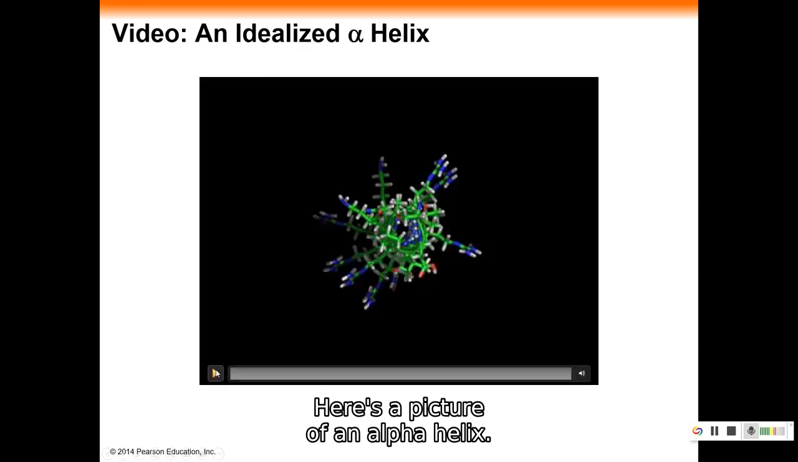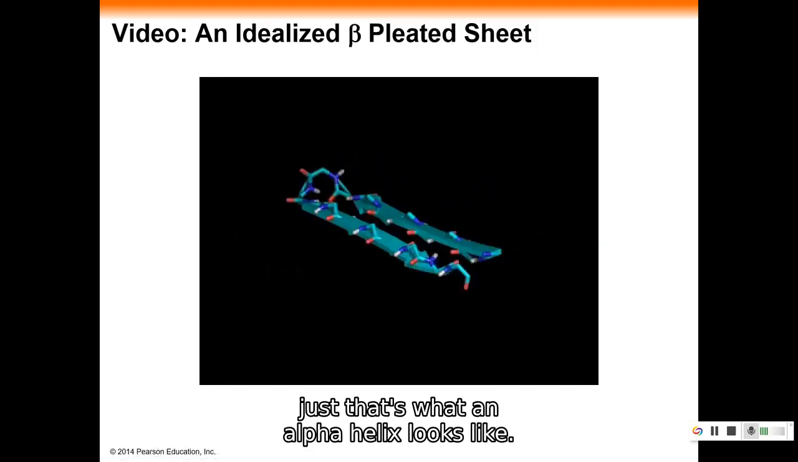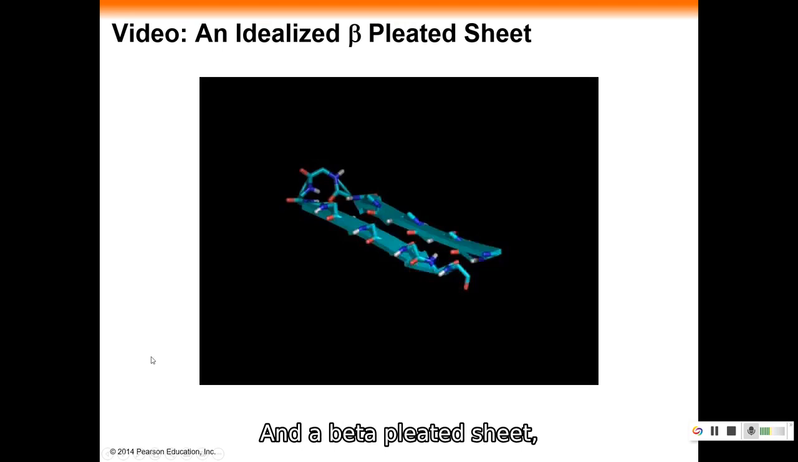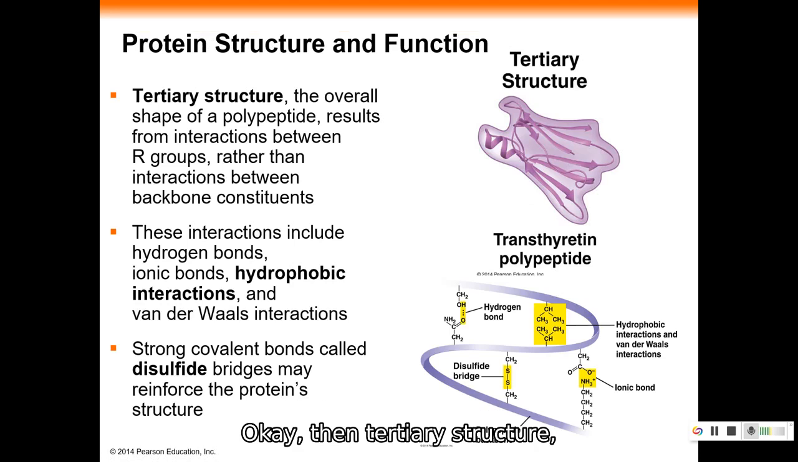Okay, so here's a picture of an alpha helix. There's nothing else to get from here, just that's what an alpha helix looks like. And a beta pleated sheet, a computer model of it. That's how it looks folded together.